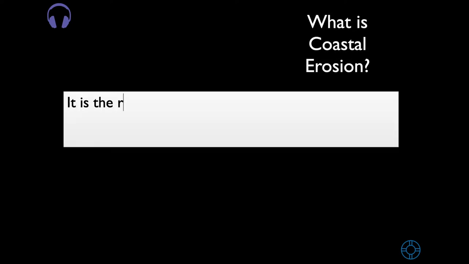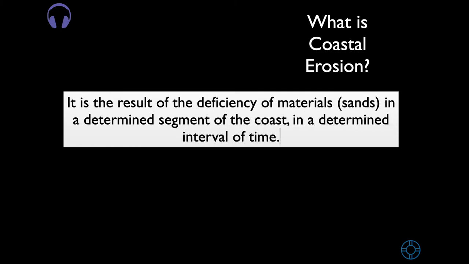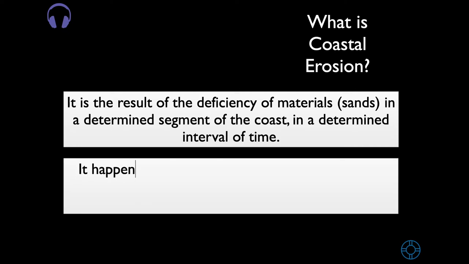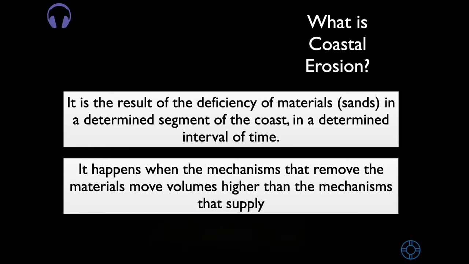But what is coastal erosion? In simple words, it is the result of the deficiency of materials or sands in a determined segment of the coast in a determined interval of time. It happens when the mechanisms that remove the materials move volumes higher than the mechanisms that supply. And so for a determined cut of time and space, when the removal is higher than the supply, there is coastal erosion.